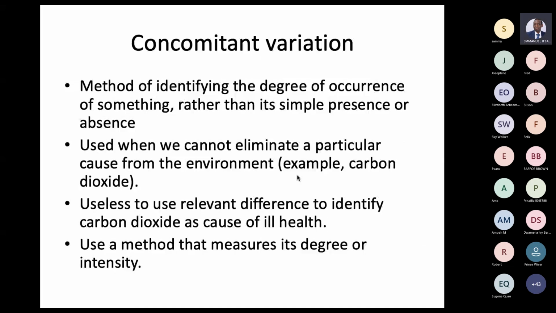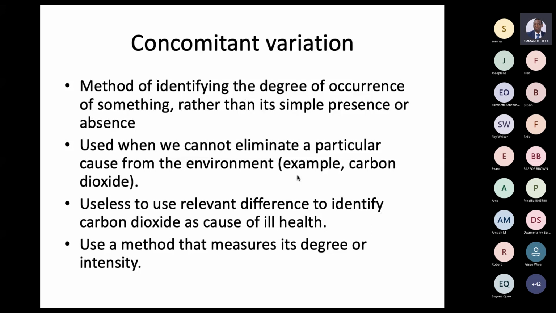Concomitant variation. This is a method of identifying the degree of occurrence of something rather than its simple presence or absence. Now, we use it when we cannot eliminate a particular cause from the environment. Example, carbon dioxide. So it is useless to use relevant difference to explain carbon dioxide as a cause of ill health.